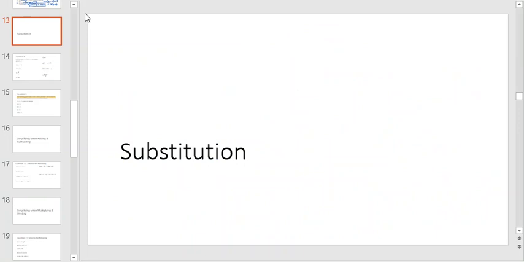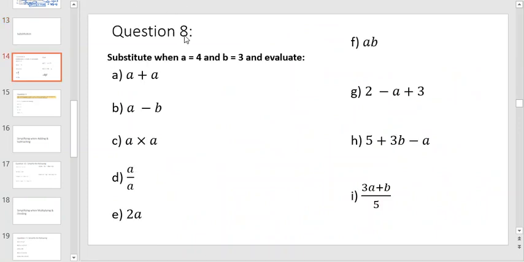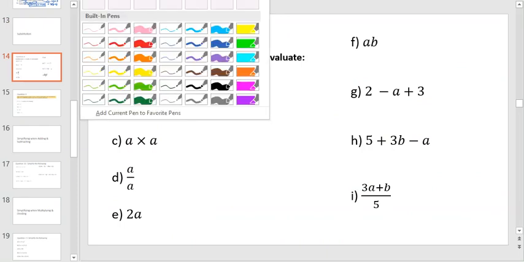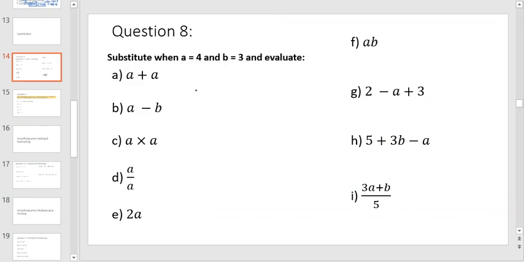Okay, our next section is on substitution. Now make sure you have a go first, and we'll go through these quickly because the lesson's going to take too long otherwise. Okay, so we know with substitution, just like in sport, we replace. So substitute means replace. So replace A with 4, replace B with 3.